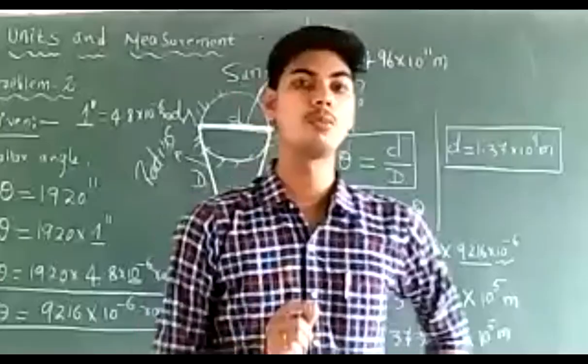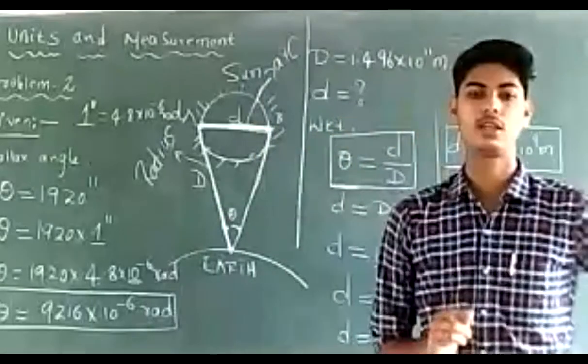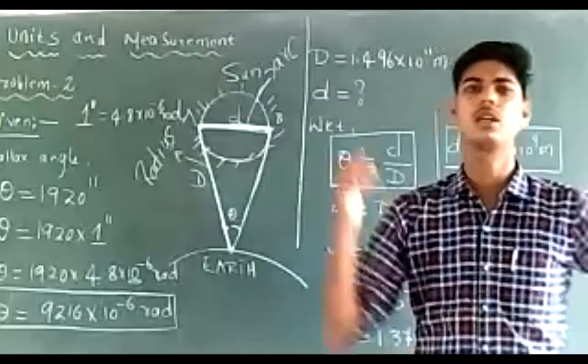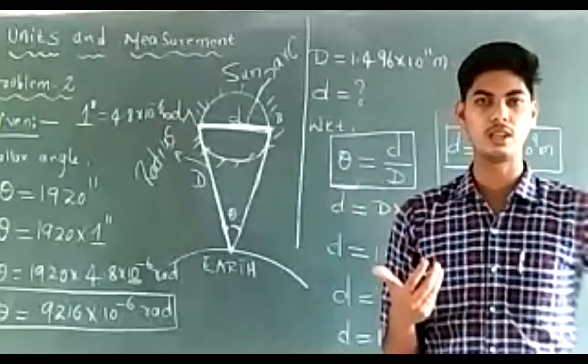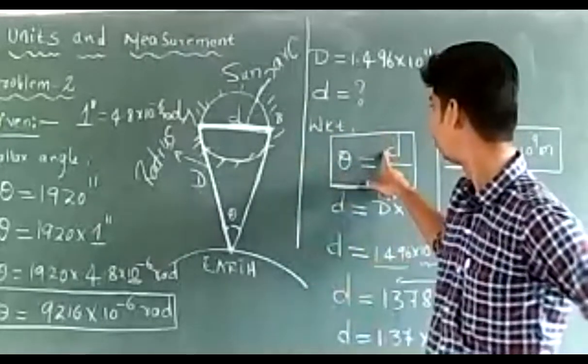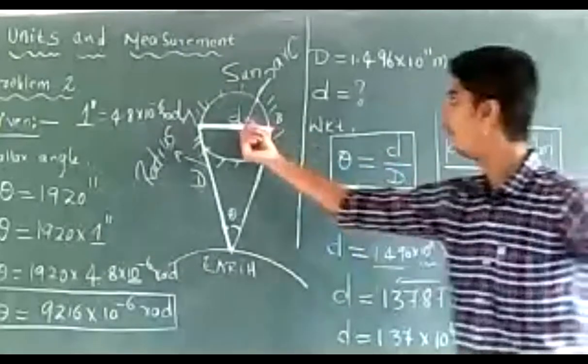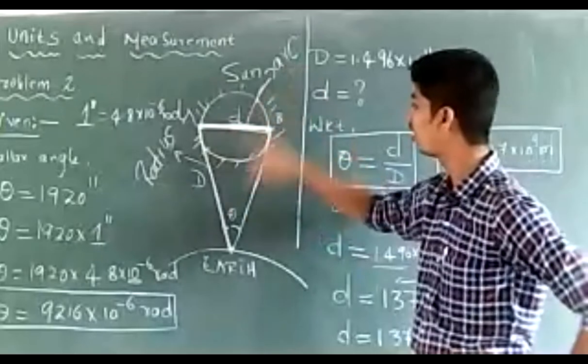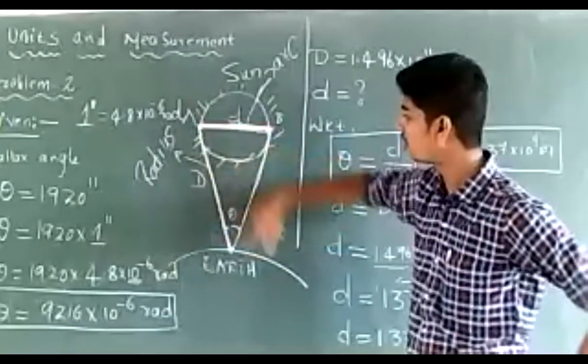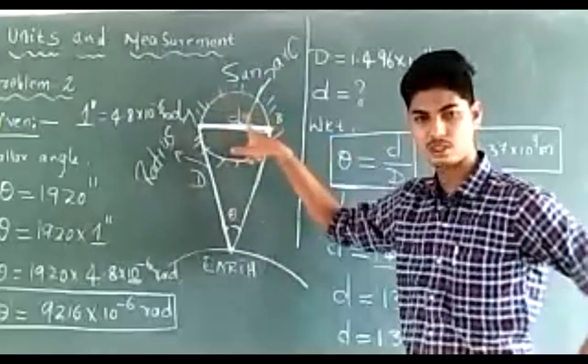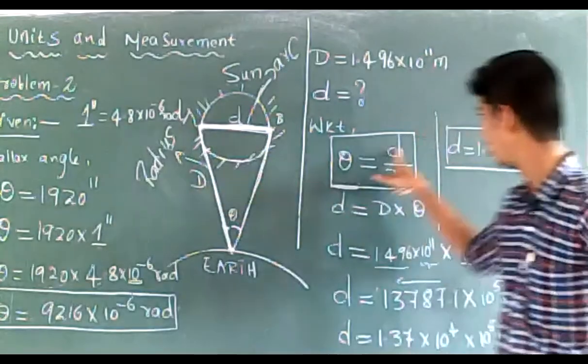You must work it out once, right? Take the calculator, write down the formula. Parallax angle formula: theta is equal to b by capital D, arc length divided by radius. Basis will act as the arc. The distance between Earth and the sun will act as the radius. Small d divided by capital D is theta.